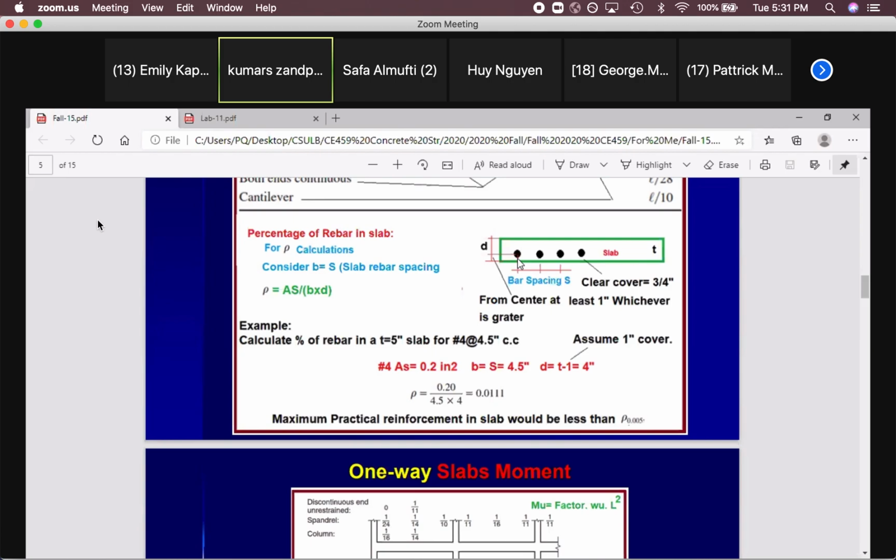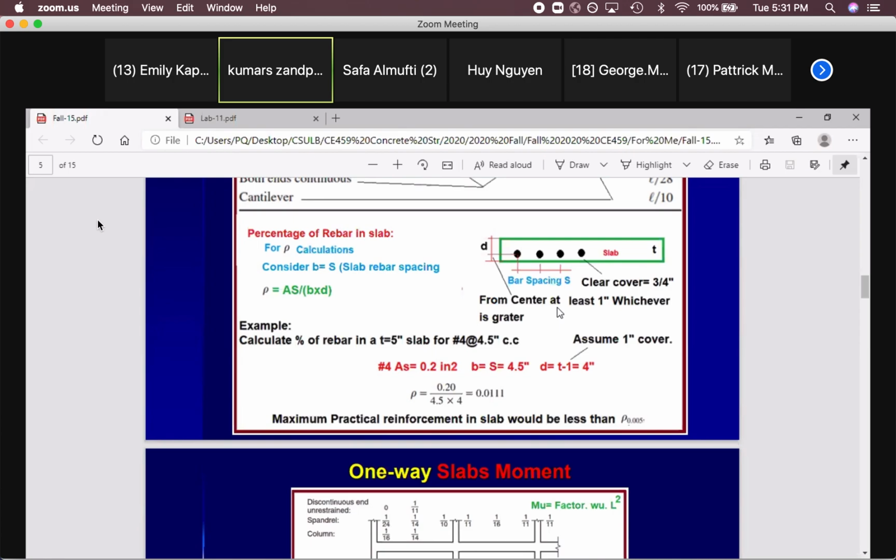Then we need at least 3/4 of an inch of clear cover, meaning from the bottom of the rebar to the concrete, at least 3/4. 3/4 plus 1/4, that was the radius of this rebar, you will get 1 inch. So the minimum from center to the bottom must be at least 1 inch as well. So we are good. Number 4 is exactly per code.